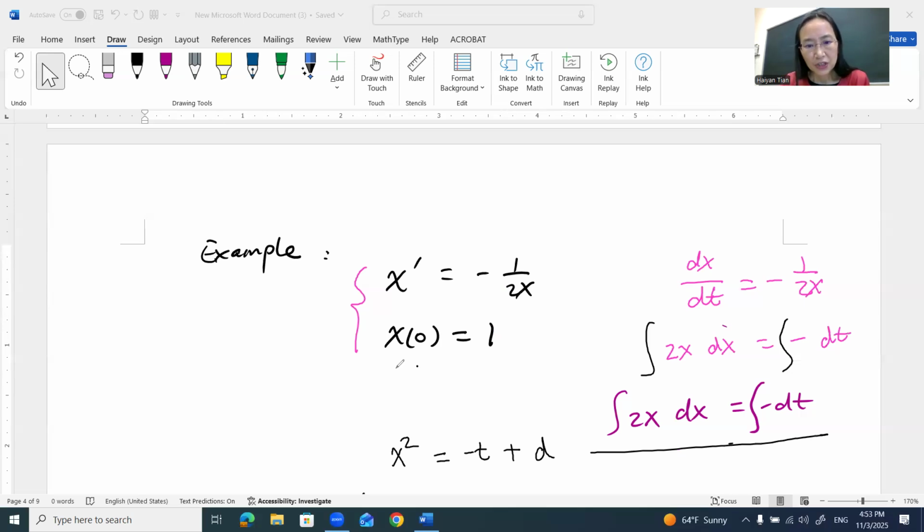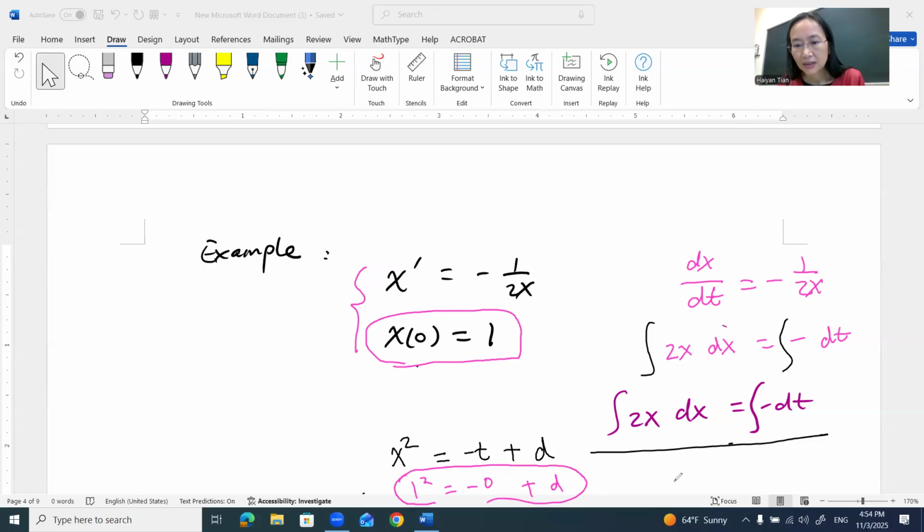However, we do have initial data. Let's decide what is the integral curve. After we do integration, then we put, when t is 0, the x should be 1. So the integration constant d has to be what value based on this equation? Clearly, d should be 1, right? So once we know d is 1, then we know the solution. So that is x squared equals minus t plus 1. So that's our solution.